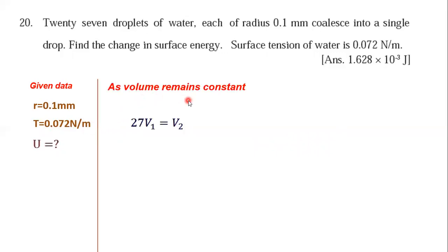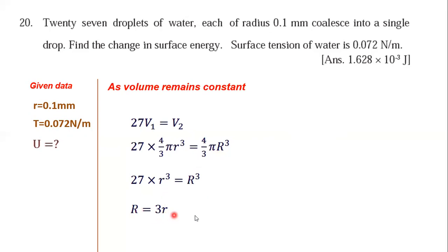As volume remains constant, we can write 27 V1 is equal to V2. 27 droplets are there, so 27 multiplied by the volume of one droplet is equal to the volume of the single drop. Now 27 into the volume of a single droplet, 4 by 3 pi small r cube, is equal to 4 by 3 pi capital R cube, where capital R is the radius of the drop. Here we get the relation capital R is equal to 3 into small r. Here small r is given as 0.1 mm.